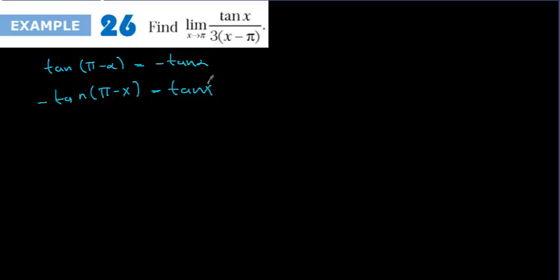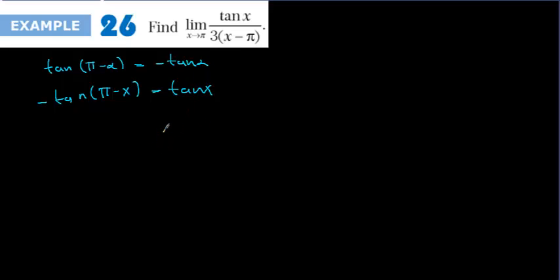Okay, this is the last example. Tangent x over x minus pi. Now we are going to use tangent properties, reduction formulas. Tangent pi minus alpha, we know that it is equal to minus tangent alpha. So tangent x is equal to minus tangent pi minus x.